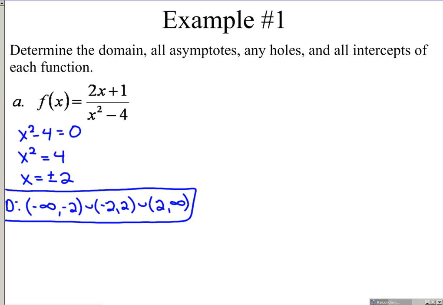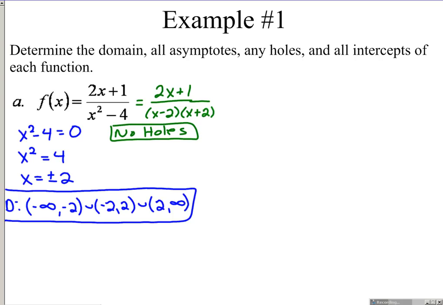Next, you can kind of look ahead here and see that nothing's going to cancel as far as factors goes, but always get used to factoring, and it's going to help in everything else you need to do anyways. X squared minus 4 does factor as x minus 2 and x plus 2. We can see that there are no factors that cancel. Anytime there are no factors that cancel, that guarantees you that your graph will have no holes. So we know this graph would have no holes.